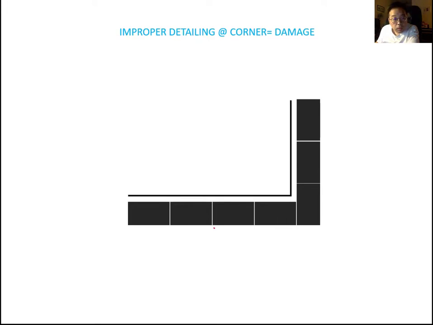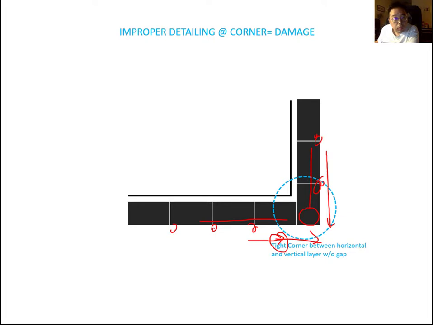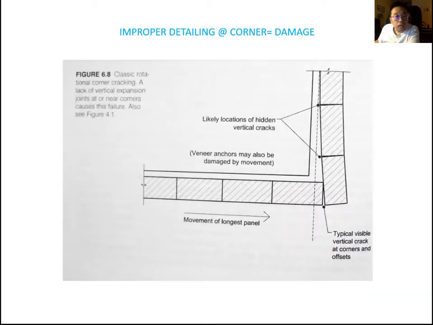When you have the mortar between the bricks, it expands here, and the mortar between them expands. This kind of expansion pushes this side, so this corner can have vertical cracking. When you have a tight corner between the horizontal and vertical layer without any tolerance space between them, the expansion of the brick can push this side, maxing out the failure of this corner condition.